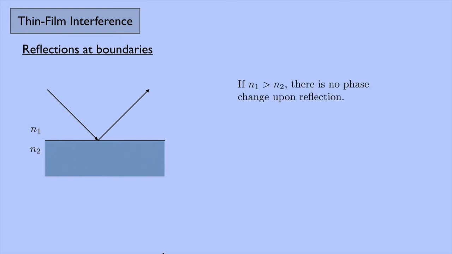So let's look at, say, a light ray coming in at an angle and then leaving at another angle, and we'll say that this is a medium that has an index of refraction of n1, and this is a medium with an index of refraction n2. And if n1 is greater than n2, there is no phase change upon reflection. That's like the rope that was tied around the pole. However, if n1 is less than n2, then there's a 180-degree phase change, or pi radians, or half a wavelength, phase change upon reflection. Okay, what about path length difference?